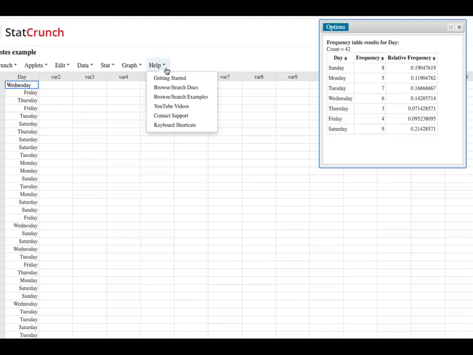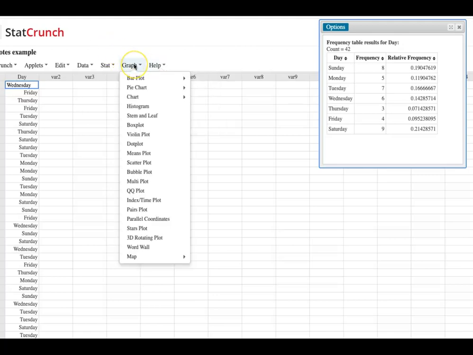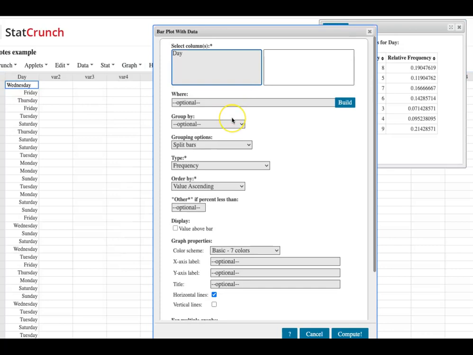So for a bar graph, it says select graph. So that's this guy. And then it says highlight bar plot. So that would be this. I am going to select with data. So if the data were already summarized, then I would click with summary. And the steps for that tell you that. But in this case, I'm just going to choose with data.